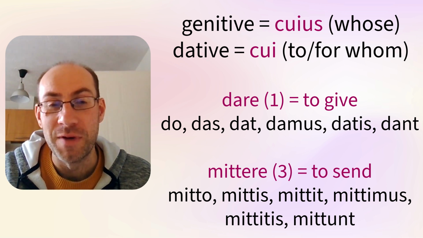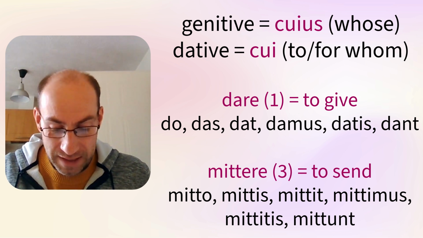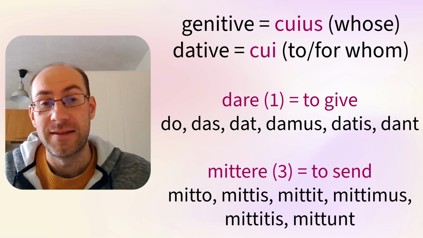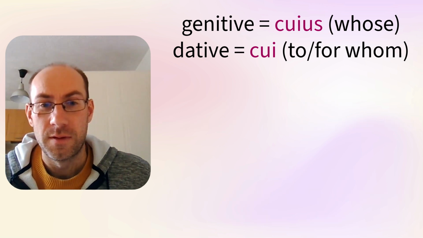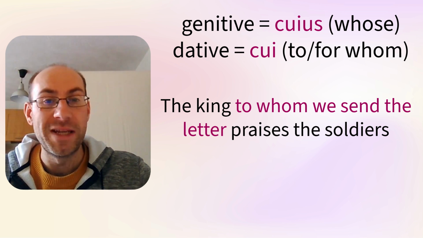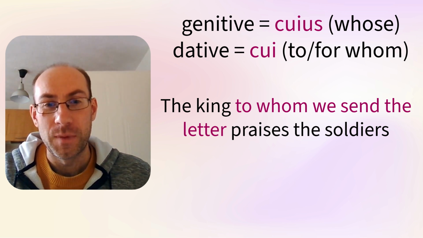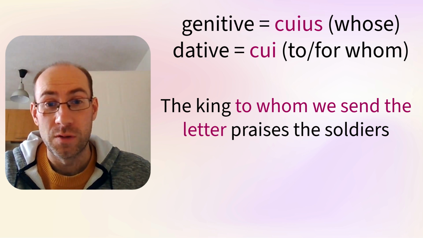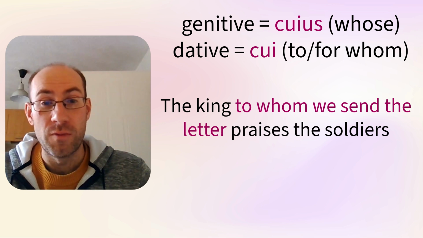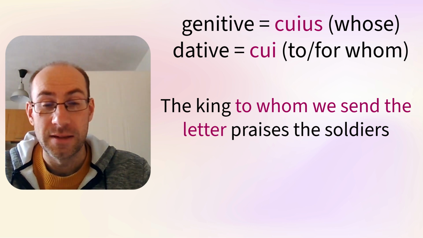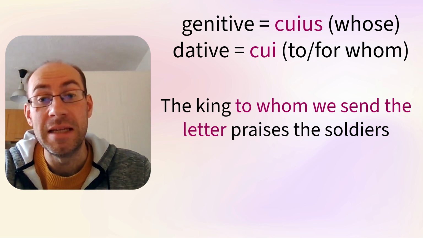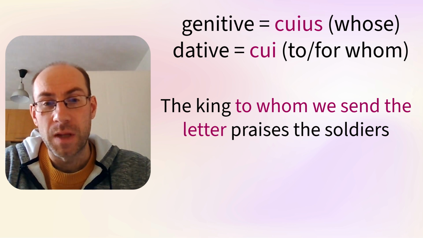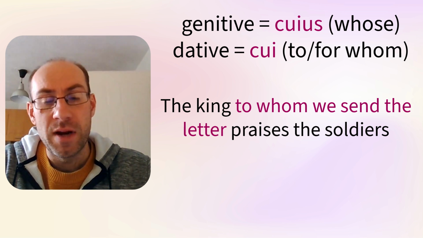The king, we recently had that word, do you remember it? Rex. The king to whom we send the letter, the epistle, epistola, praises the soldiers. Main clause: the king praises the soldiers. Rex milites laudat. The verb is laudare, laudat. Milites is your plural accusative, from miles, third declension noun. Miles, milites. The king praises the soldiers.